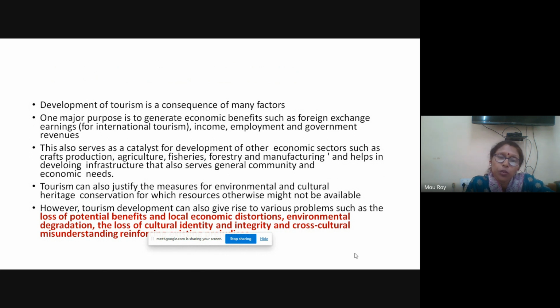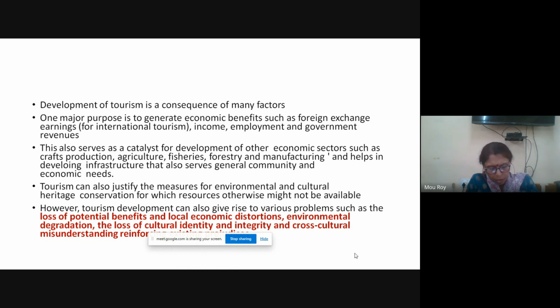Now, tourism can have both positive effects as well as negative effects on the environment. It is going simultaneously, side by side. On one hand, tourism can contribute to environmental conservation efforts, like providing financial support for the protection of natural habitats, wildlife, and so on. And it can also raise awareness about the importance of preserving the environment and promote sustainable practices.